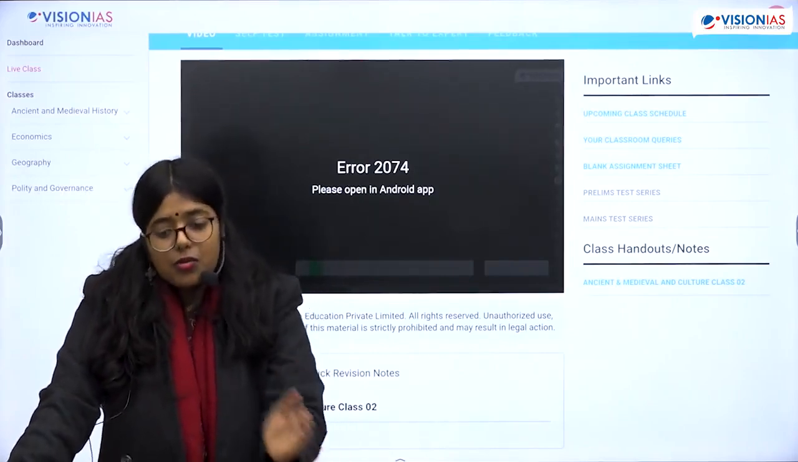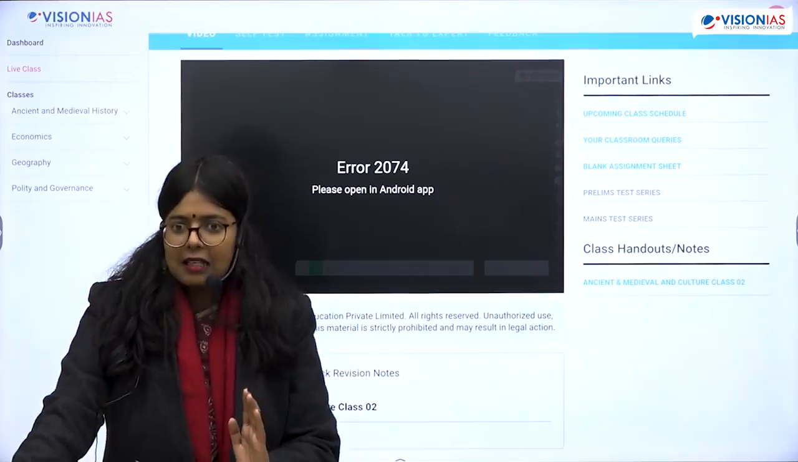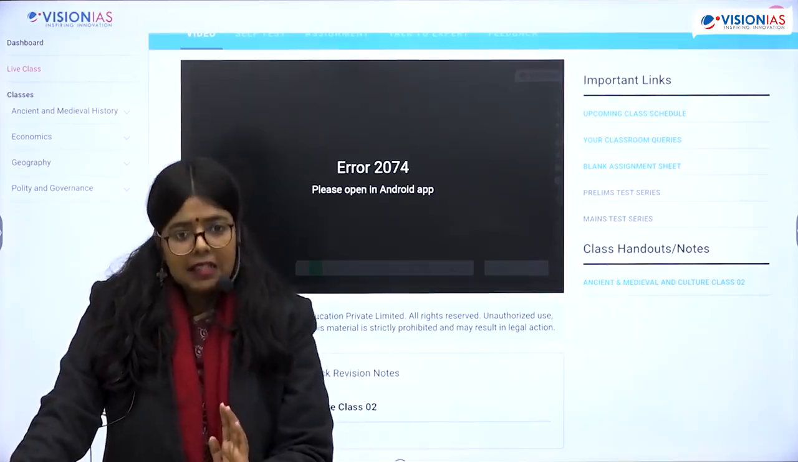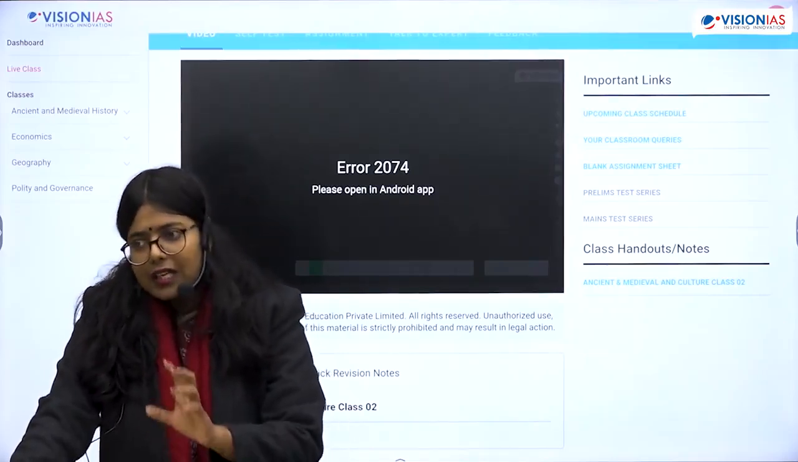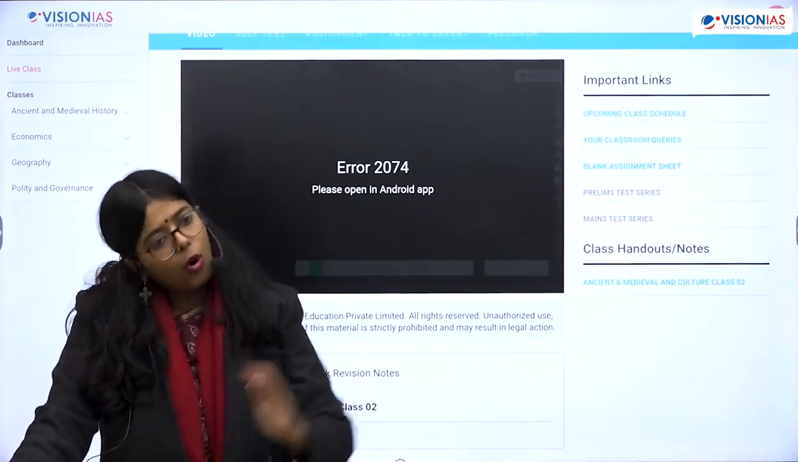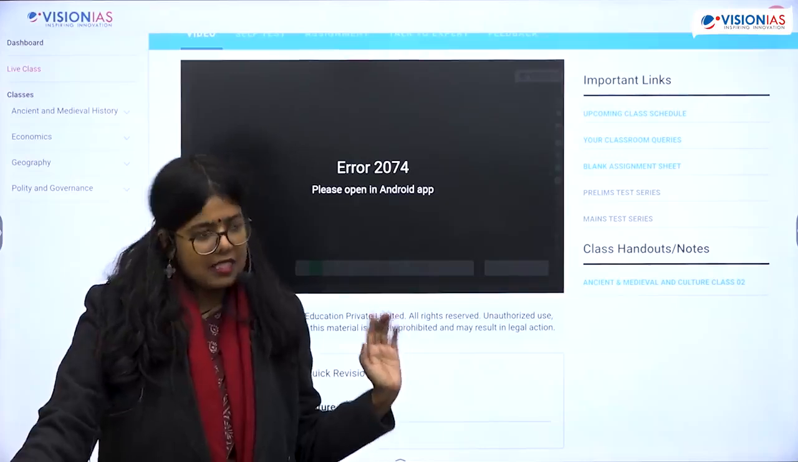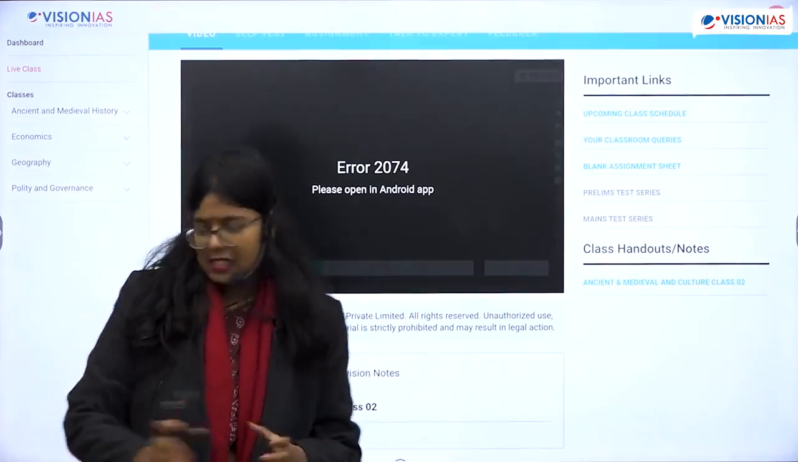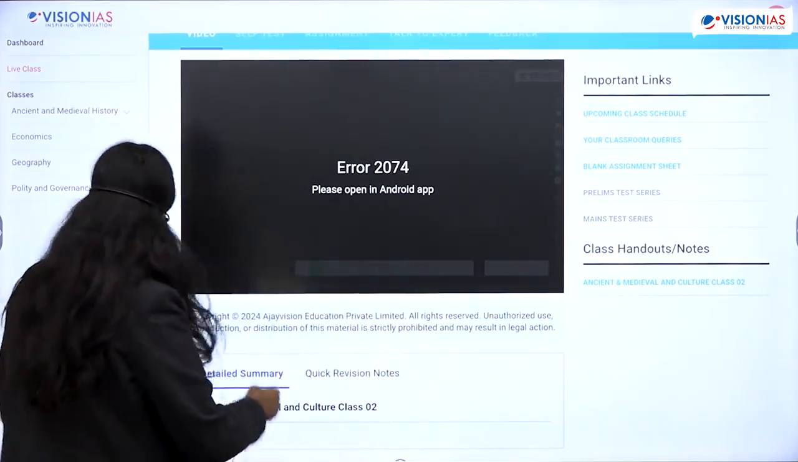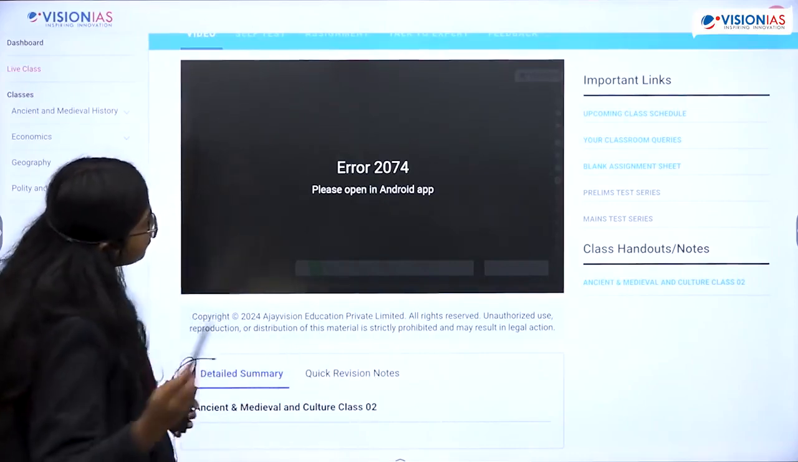So this should be our understanding before studying the topic so that we can put our focus on relevant aspects. Is this clear? So let us start our discussion with Mahajanapadas.